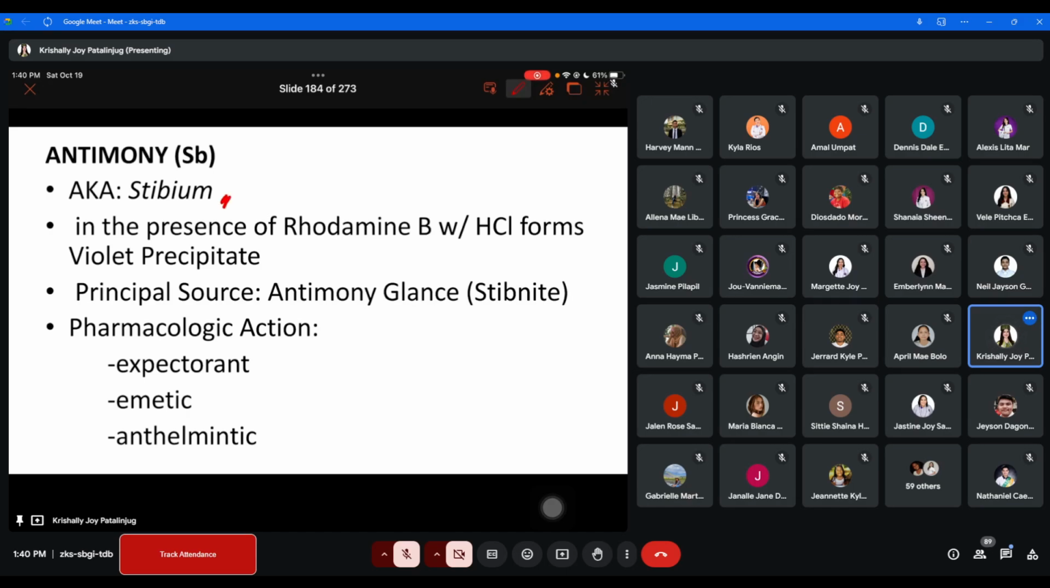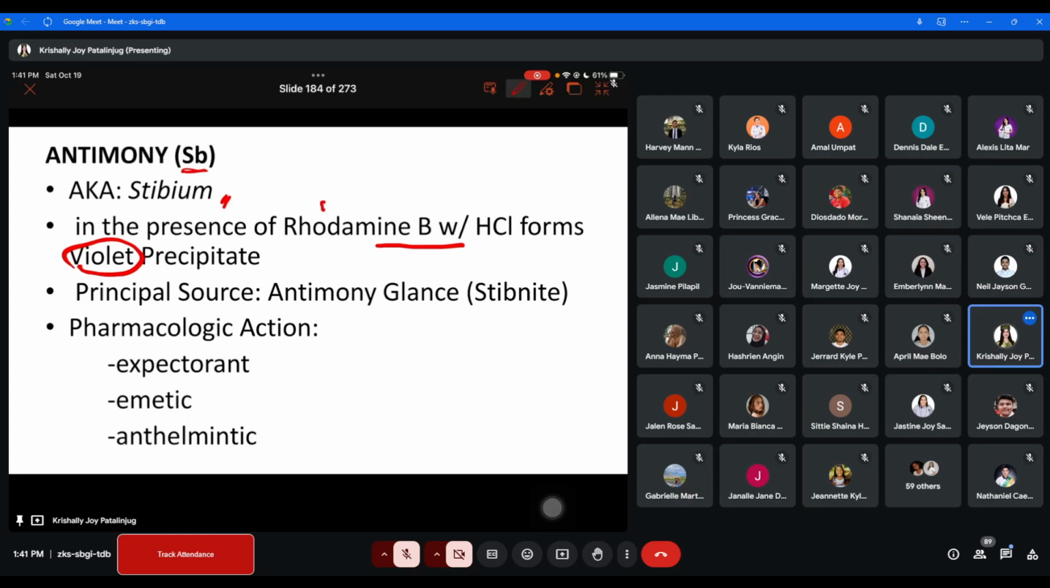This comes from the Latin word stibium, kaya yung elemental symbol niya is Sb. So yan yung antimony. Ito naman, qualitative analysis ito. In the presence of rhodamine B with hydrochloric acid, it forms a violet precipitate. Ayan, pwede siyang confirmatory testing for the presence of antimony in a sample or solution.